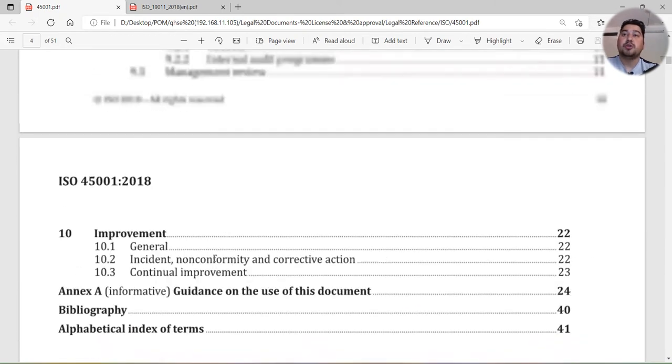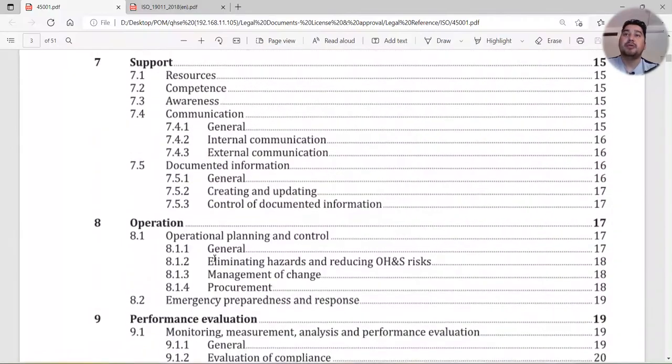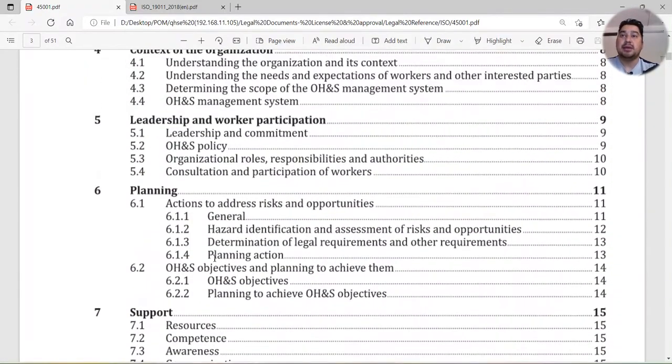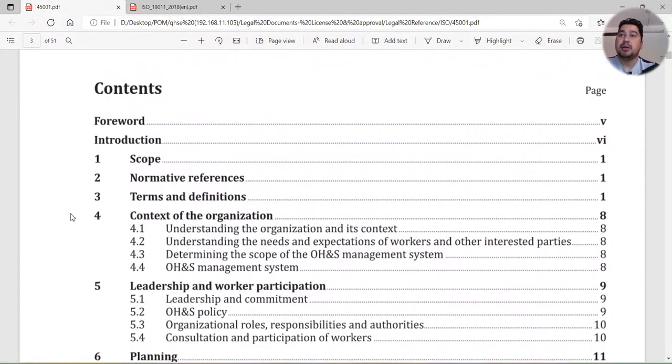So these are the total content we have for this training. As you can see here, there are total 10 clauses we have. But when you are using these documents and when you are doing the audit, or any third-party certification body will come for the audit, they will audit you only for the 7 clauses from 4.